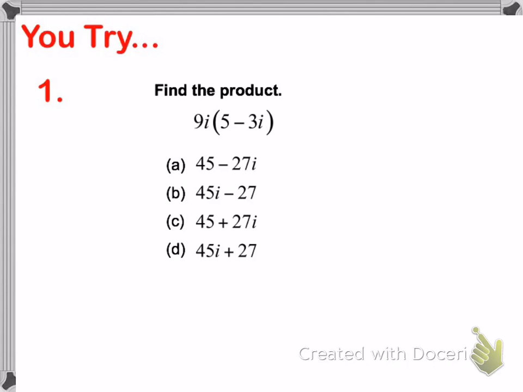Ladies and gentlemen, here are just 2 more examples that I'd like you to try on your own. Simplify and see if you can answer. We are going to go over the answers on Monday in class.